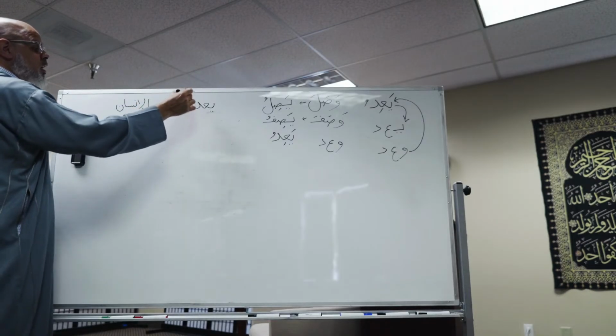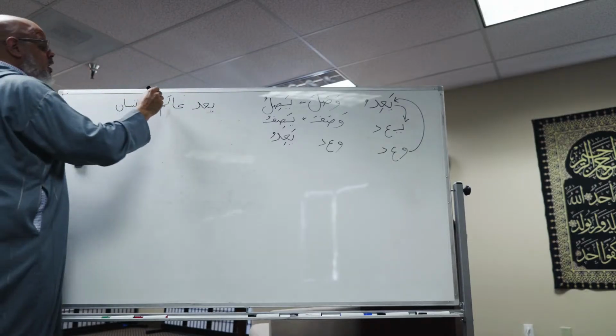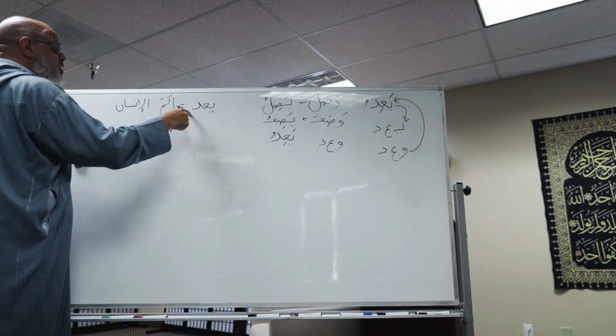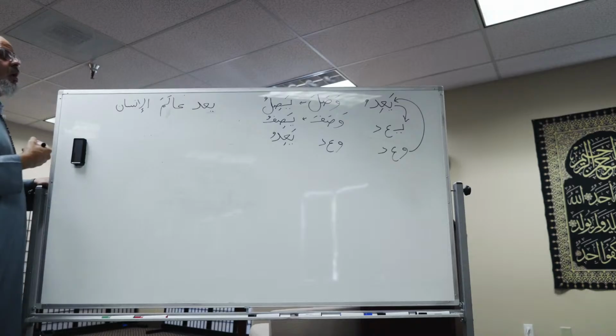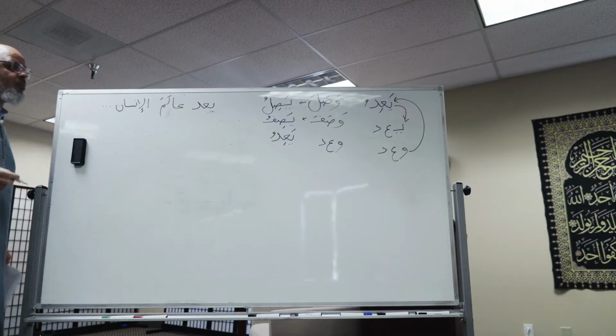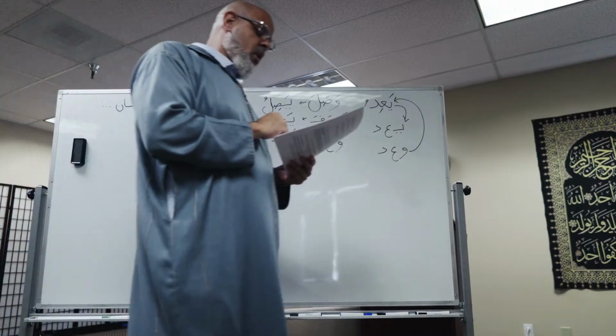So if we say that he, we're not quite sure who he is yet, but let's just pretend. He promises the world, so that means it's going to be the recipient of this act of promising. So it would be ya'idu alam al-insan. He promises the world of humanity. He promises the world of people. In fact, let's just look at our sentence.